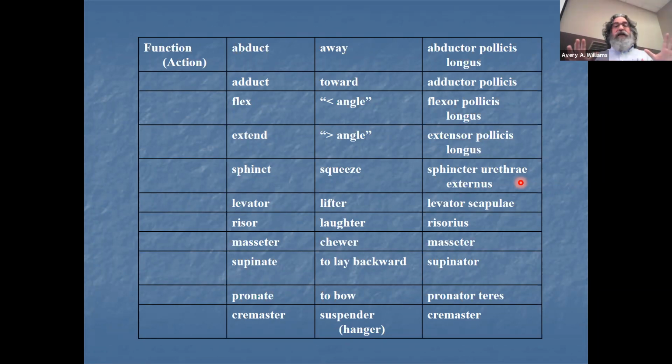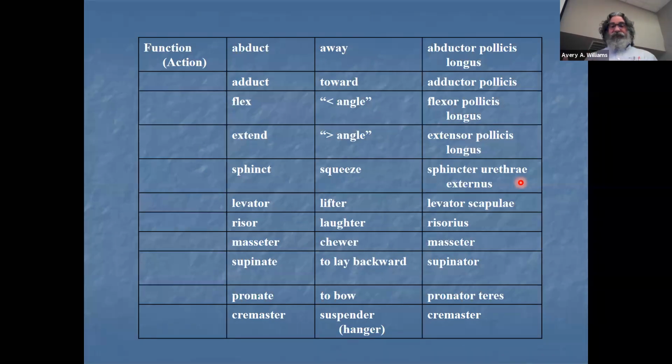I gotta pee, hold it. How do you hold it? Well, with this muscle. And you're stimulated to hold this when your internal urethral sphincter relaxes. It just relaxes on its own. When does it relax? Well, it relaxes when the bladder gets full.